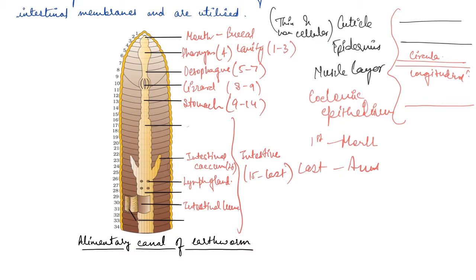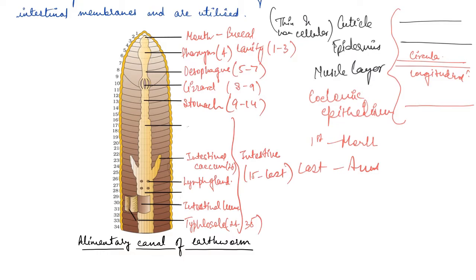Now from the 26th to the 35th, the last segment, there is a presence of a fold of the dorsal wall. There is an internal median fold of the dorsal wall, which is known as the typhlosole. From the 26th to the 35th segment, you have an internal median fold of the dorsal wall. This basically increases the area of absorption in the intestine, right?